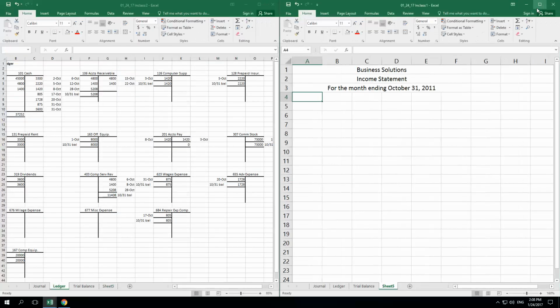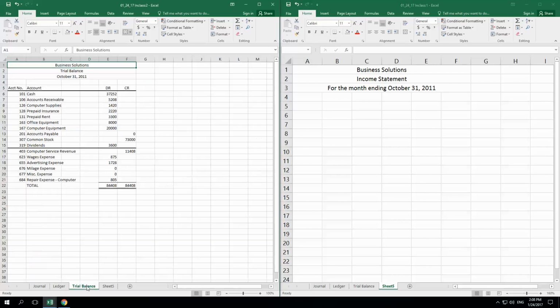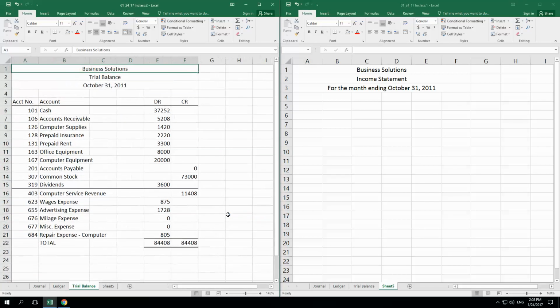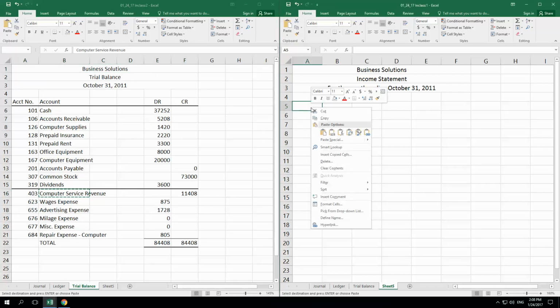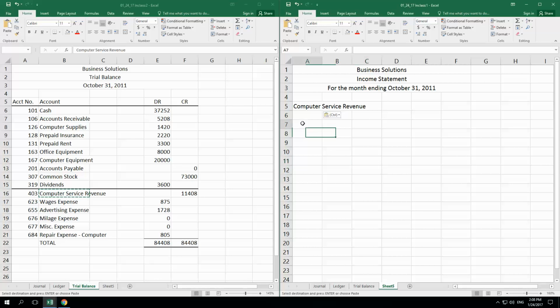And then we just look at our trial balance, and we can start with revenue. So we got this thing called computer services revenue. Okay, and then we're going to have expenses. So we'll put our revenue right out here. Computer services revenue was 11,408. And then we got all of these expenses.